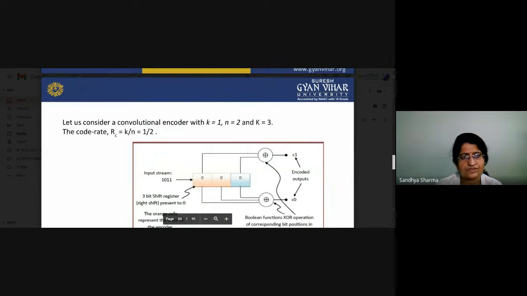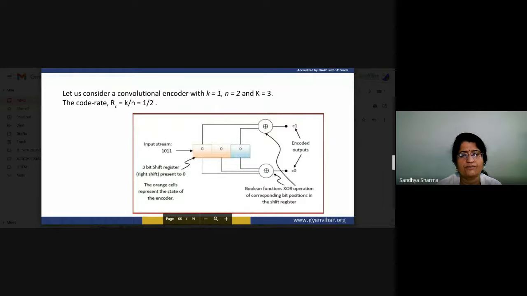Now we start with our convolution encoder with k equal to 1, n equal to 2, and K equal to 3. Capital K equal to 3 means there is a shift register made of 3 bits or 3 flip flops. n equal to 2 means modulo 2 operations, and our output is a combination of 2 bits. k equal to 1 indicates how many bits are shifted at a time. So that is basically Rc equal to k by n.